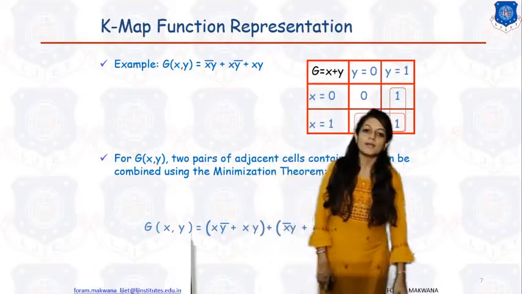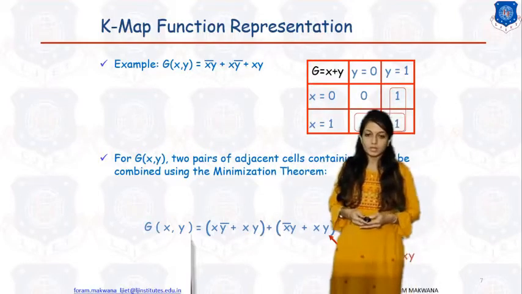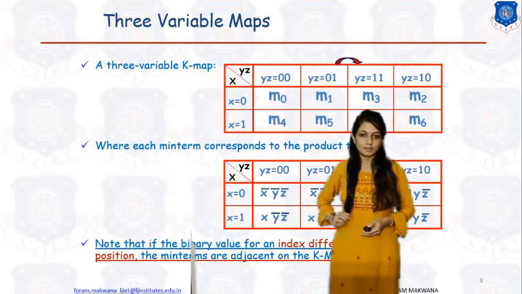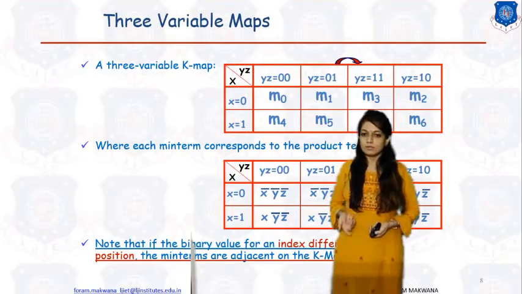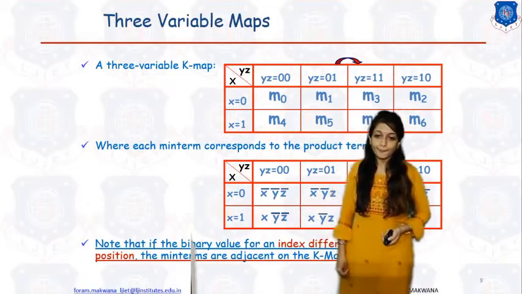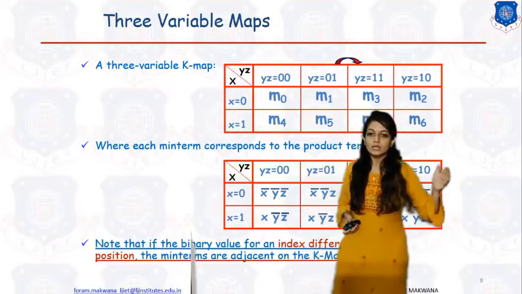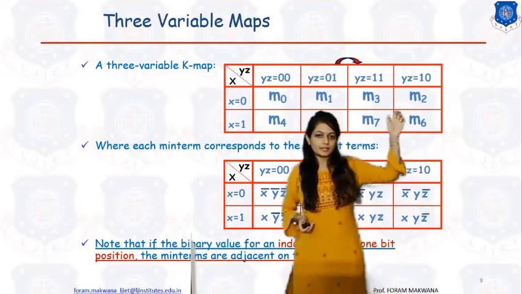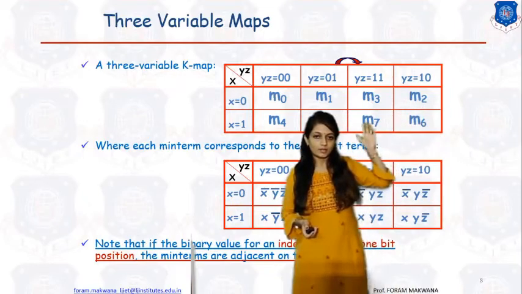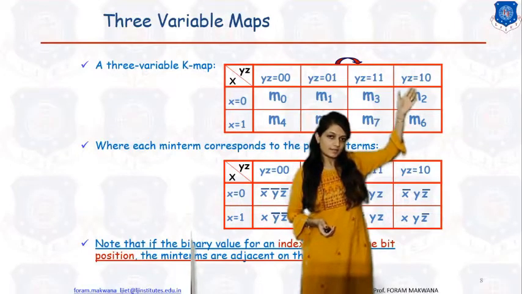Alright. So this is how we are able to minimize the Boolean function with the help of K map. This we have done a 2 variable K map. Now 3 variable K map means what? We are going to use 3 variables, right? So in this 3 variable K map, first you are able to identify that the row wise x variable is there. Okay. And the column wise another 2 variables, yz.